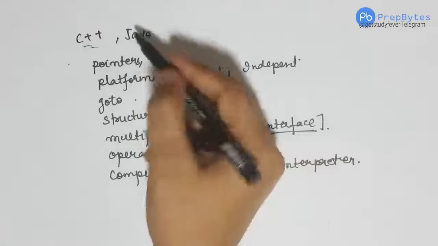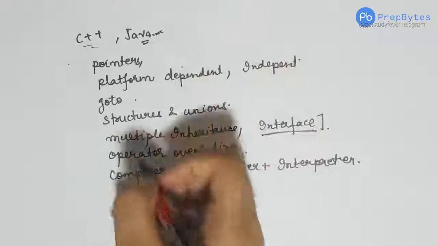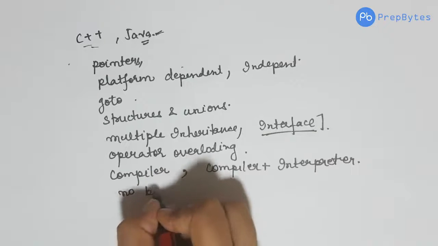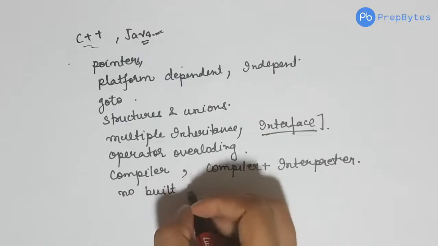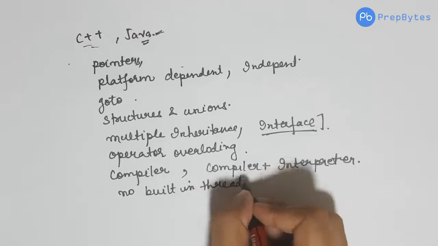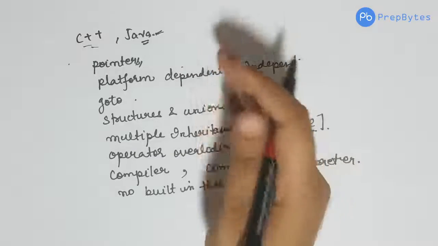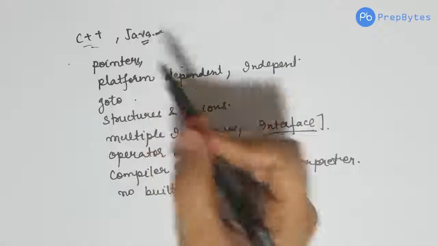We have built-in thread support, as we have seen, for Java, and C++ has no built-in thread support. It uses third-party libraries. So these are some of the differences between C++ and Java.